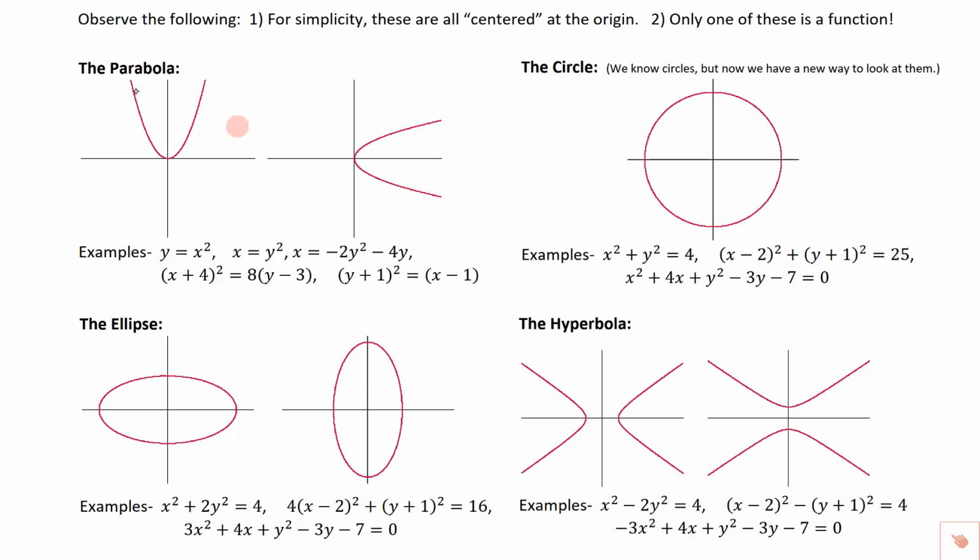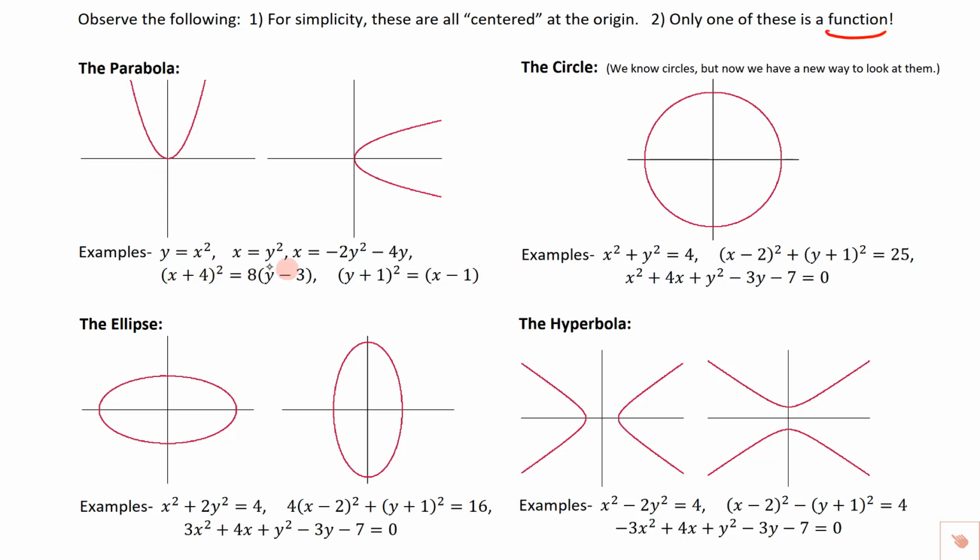Okay, we're on the back side, and I've got a quick graph of each one of these. So we've got the parabola, the circle, the ellipse, and the hyperbola. And just for simplicity, I centered each one of these at the origin. And you'll notice that only one of these is a function. A function has to pass the vertical line test. This first one is the only one that's a function.